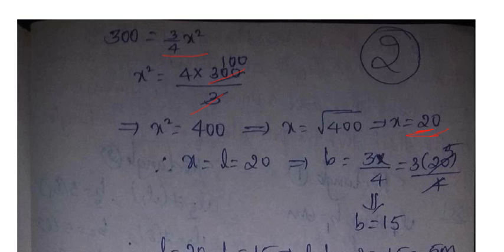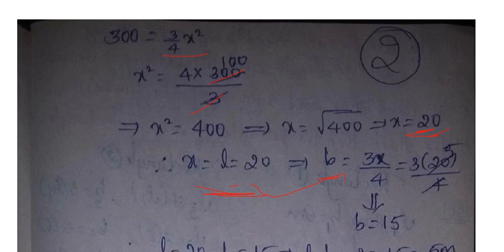Now substitute the same length value in the breadth. Breadth means what we told? 3x by 4. 3 into x means what? Length we got 20. Now 3 into 20 by 4. If you do cancellation, 4 ones are 4, 5 fours are 20, cancel. Then 5 threes are how much, friends? 15. So we got the value of breadth as 15 and length value as 20.